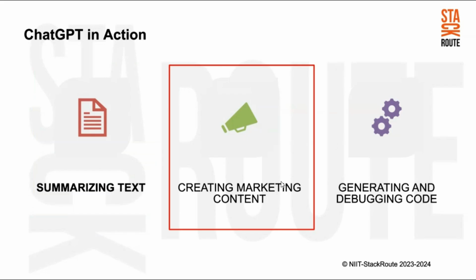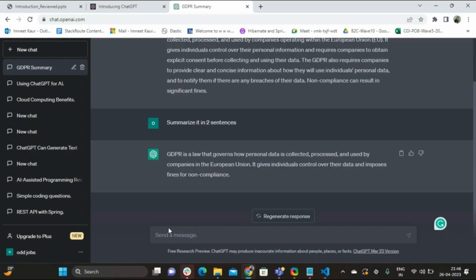So the next use case is creating marketing content. Here ChatGPT can also perform more creative tasks like creating marketing content. So now let's go back to ChatGPT and ask it to write a tweet encouraging people. So let's go back to our ChatGPT. Now I will give a prompt and press enter.